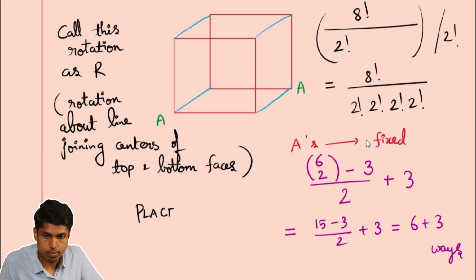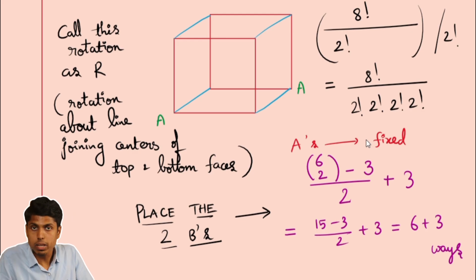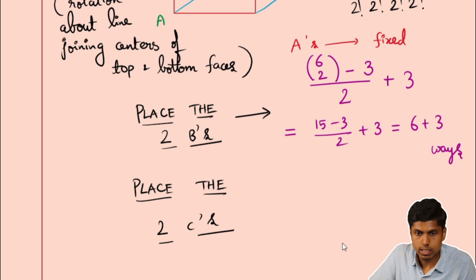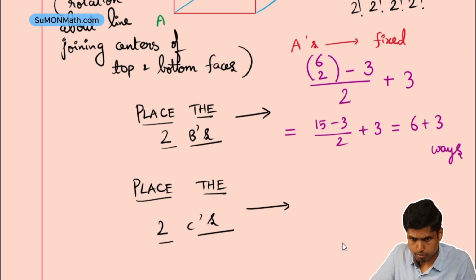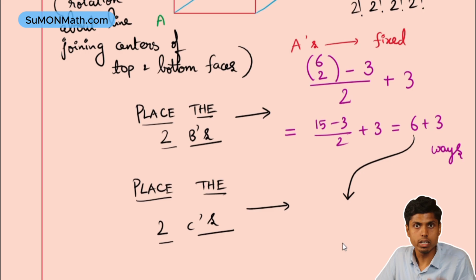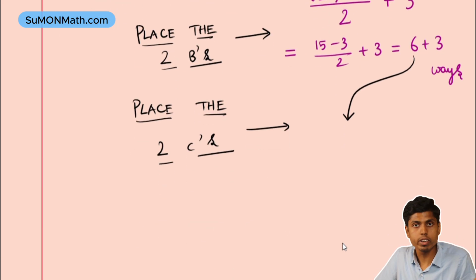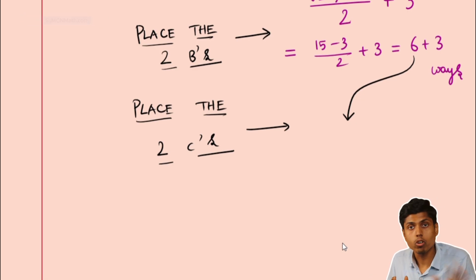So first we are placing the 2 B's. Later we will place the 2 C's. As I mentioned, let's come to the other 3 ways a little later. Focusing on the 6 ways to place the B's, you are going to get a different configuration when you perform the rotation R, which means you cannot perform the rotation R now. The configuration is going to be unique as the positions of A and B are fixed.